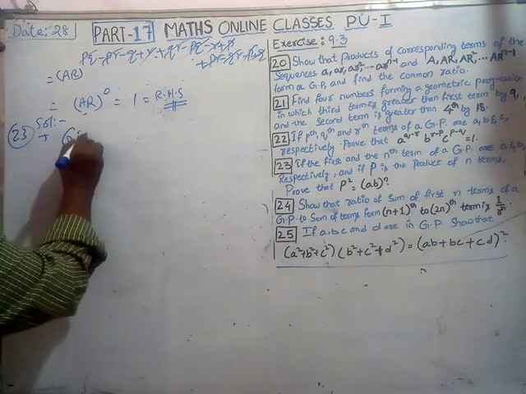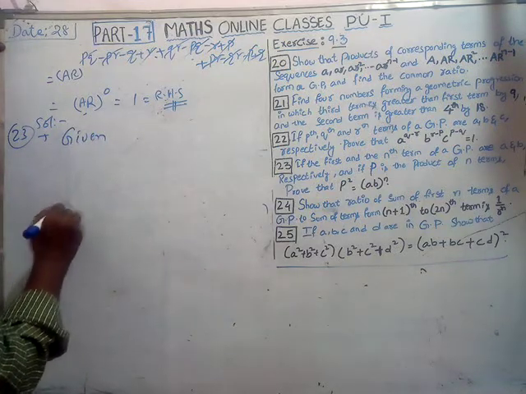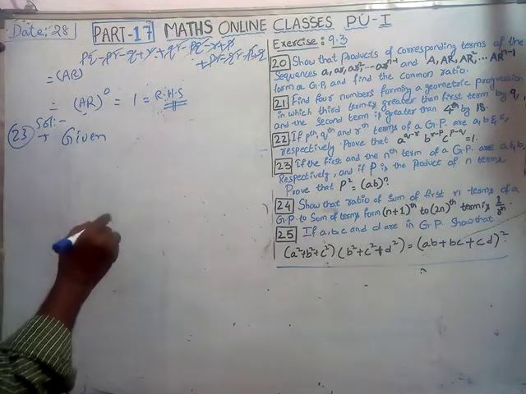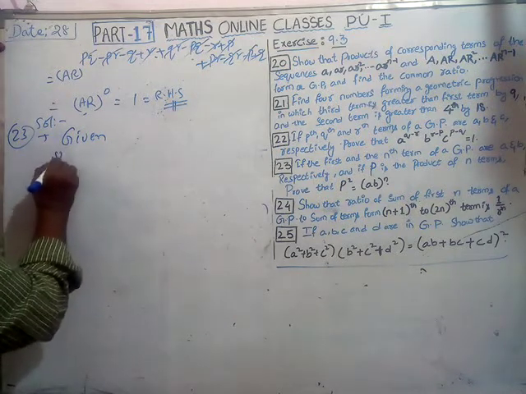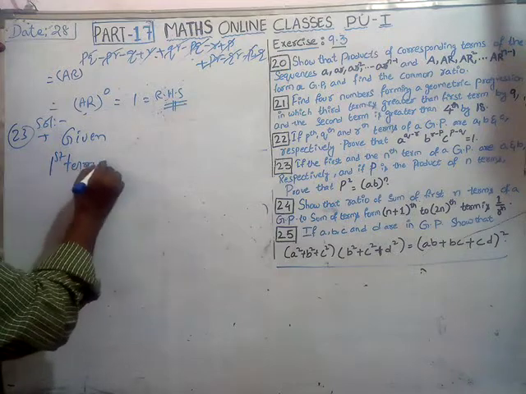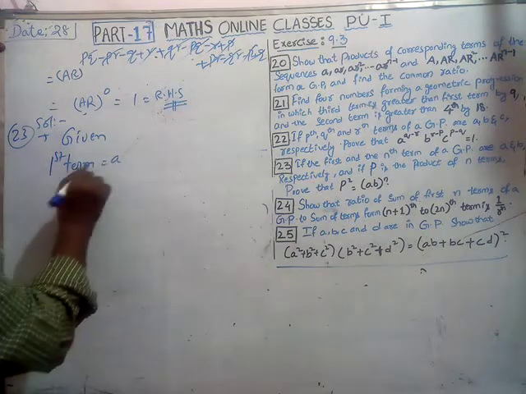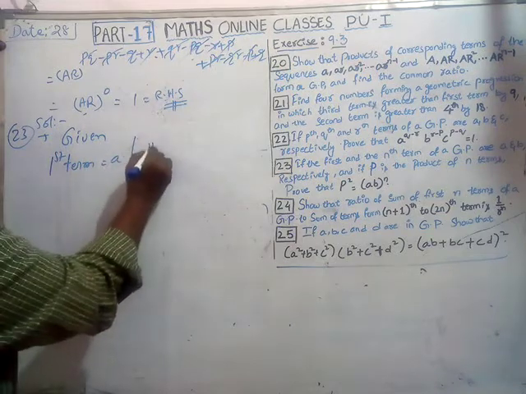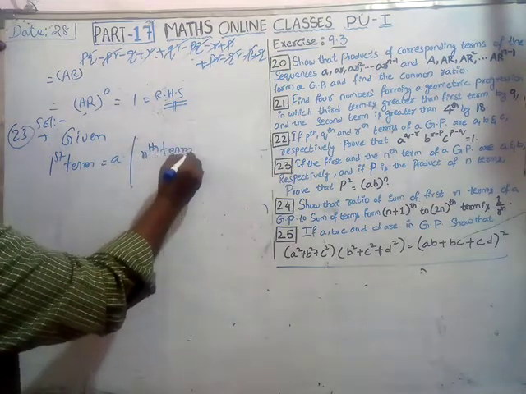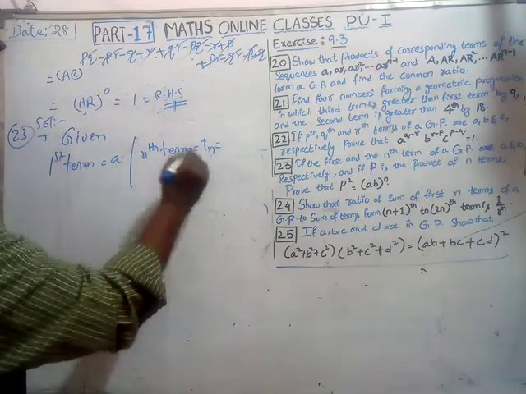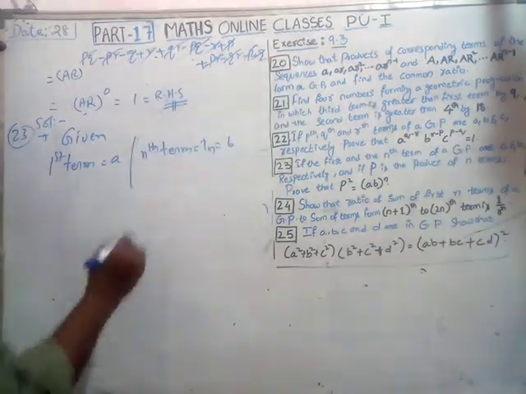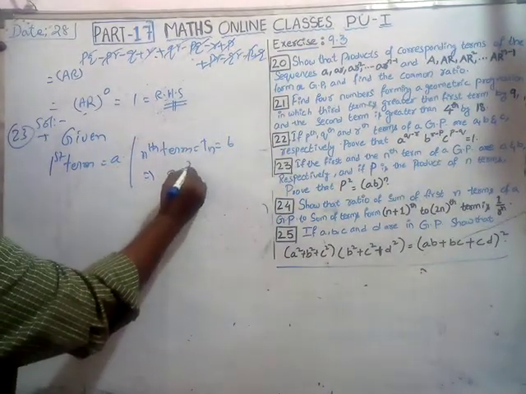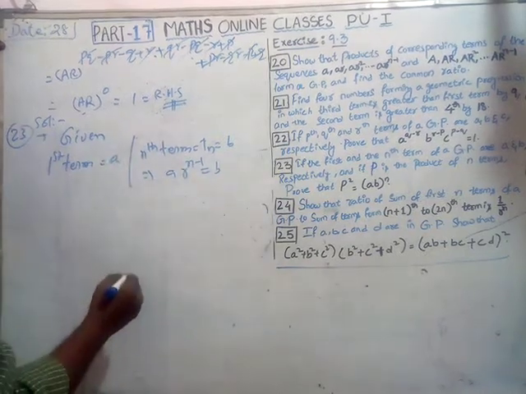Given, what is given in the GP? In the GP, first term is equal to A. First term is A. And nth term, what is nth term? Tn is equal to B is given. That implies AR power n minus 1 is equal to B.